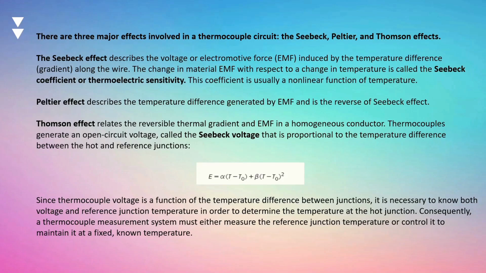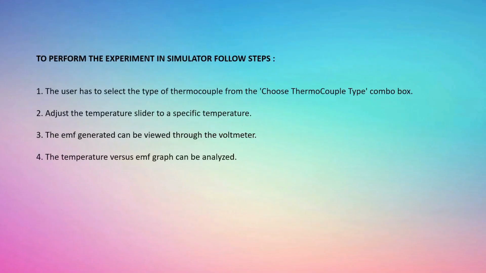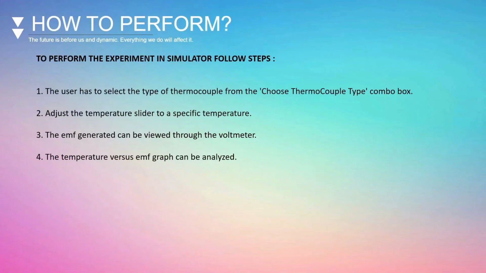Since thermocouple voltage is a function of temperature difference, both the voltage and the reference temperature are a must. If we have the reference temperature, alpha and beta, and we also have the EMF, then by calculating we get the higher temperature. So how do we perform the experiment in the simulator? It's very simple. You just choose a thermocouple type and adjust the temperature, we get the EMF, and we have to make a graph.